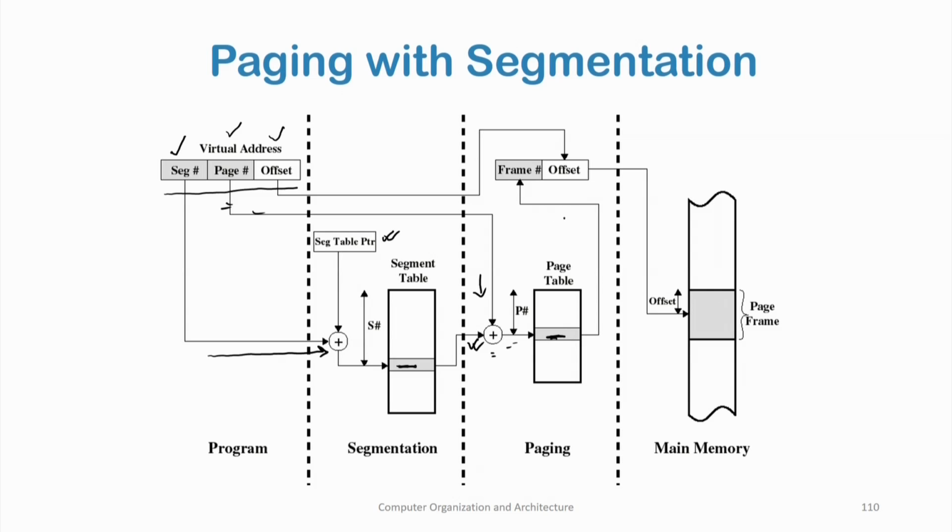When I get the physical page frame number, I add it to the offset part, which directly comes from the virtual address. I add the frame part and the offset part to get the total physical address, and from that physical address I go to the main memory and get my data. I get the page frame, and from that page frame I get the required data.